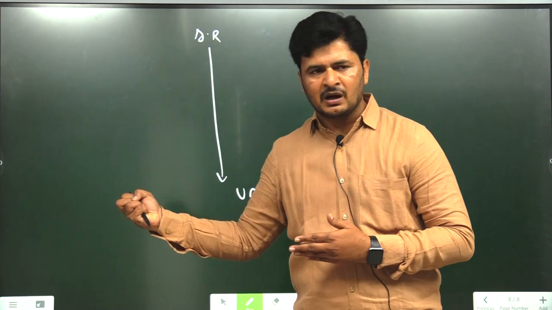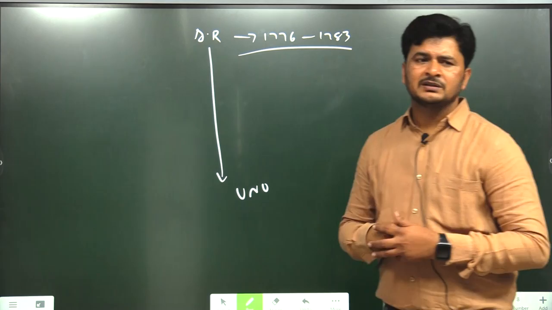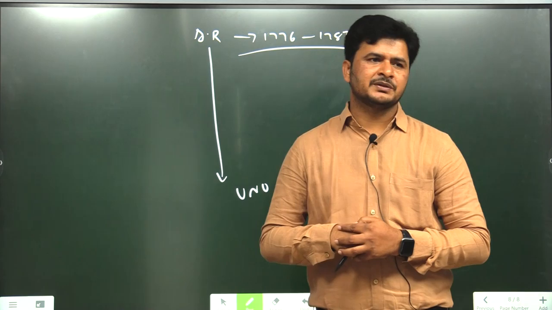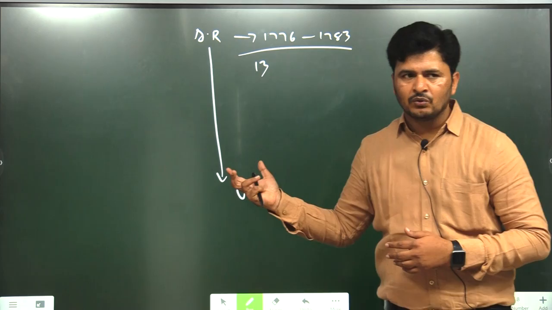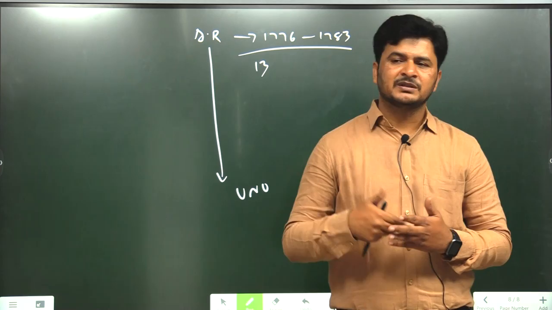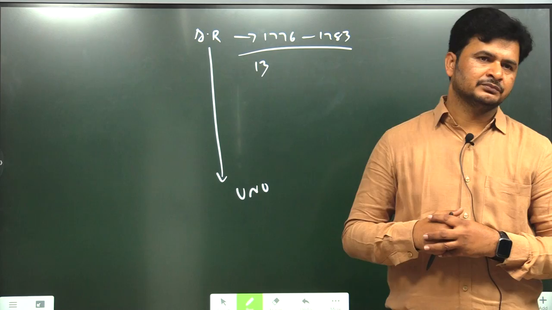Between 1776-1783, the 13 colonies gave stiff resistance to England. As a result, the 13 colonies got liberated from England. We call it the American Revolution, otherwise called the American War for Independence. Over a period of time it went on, and today we call it the United States of America, which consists of how many states? 50 states, right? The American Revolution.